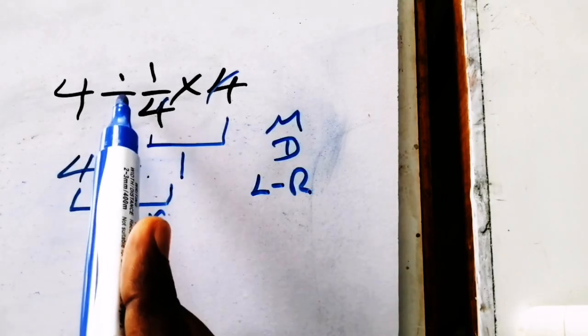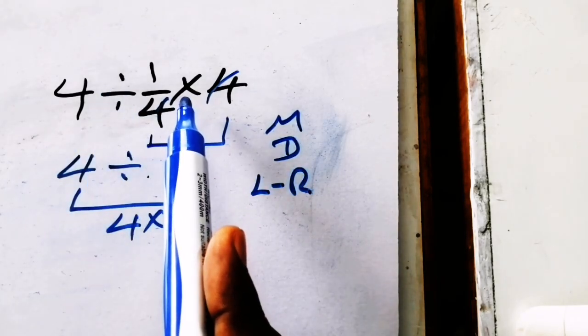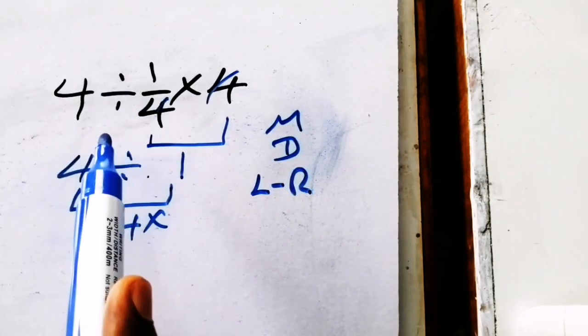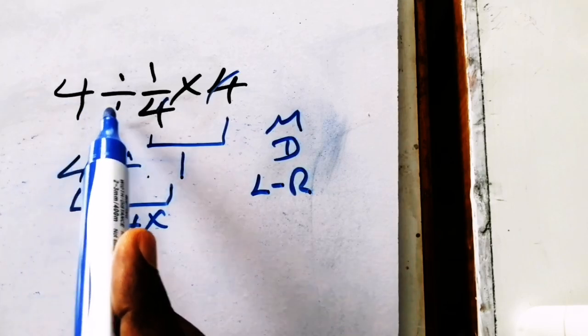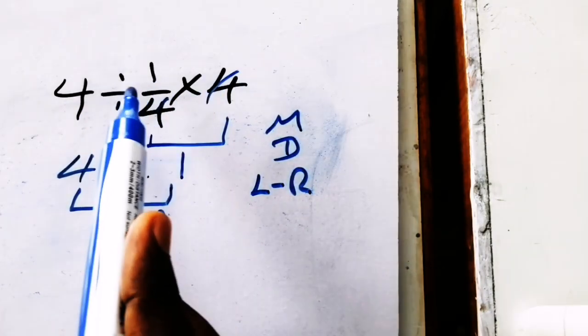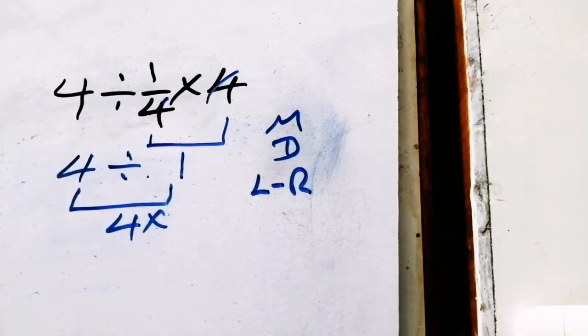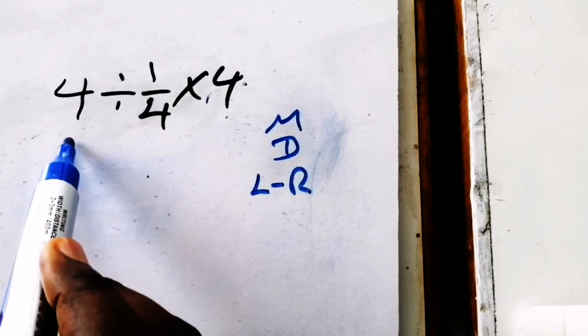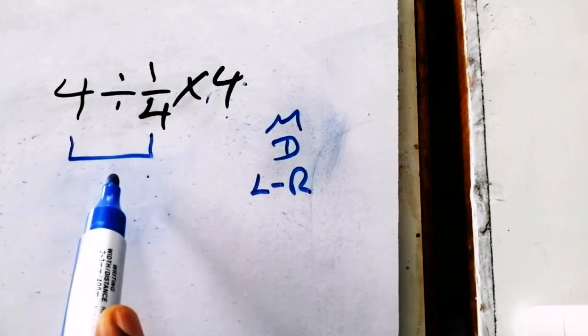Therefore, in this expression, there is one division and one multiplication. First we have to do this division, okay? Then next, this multiplication. If we do this multiplication before this division, it is wrong. Therefore, we have to divide first, this number, okay?